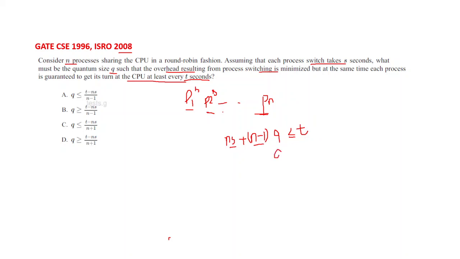So this summation should be less than or equal to t. Therefore q should be less than or equal to t minus ns, divided by n minus 1. So A is your answer.